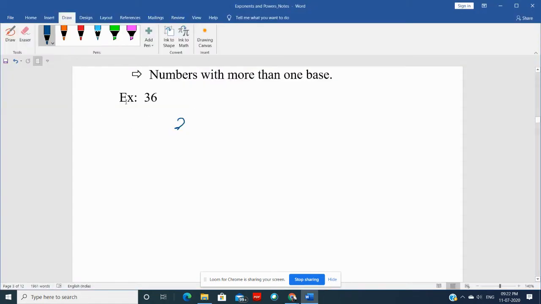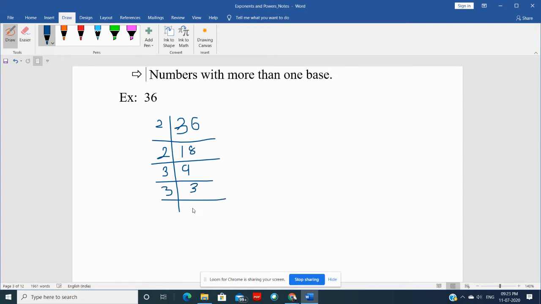All right. So let's start over. Our number is 36. And this number we will prime factorize. So 2 18s are 36, 2 9s are 18. Now with 2 it's not possible, so we'll do it with 3. 3 3s are 9, and 3 1s are 3. Now because 1 is there, we are done.